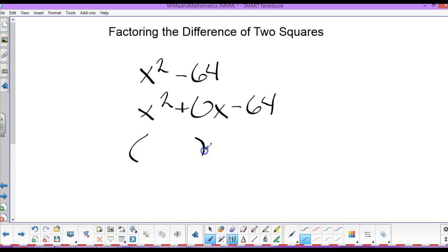Alright, so it is a factoring. I have my skeleton. I'm going to use a table.